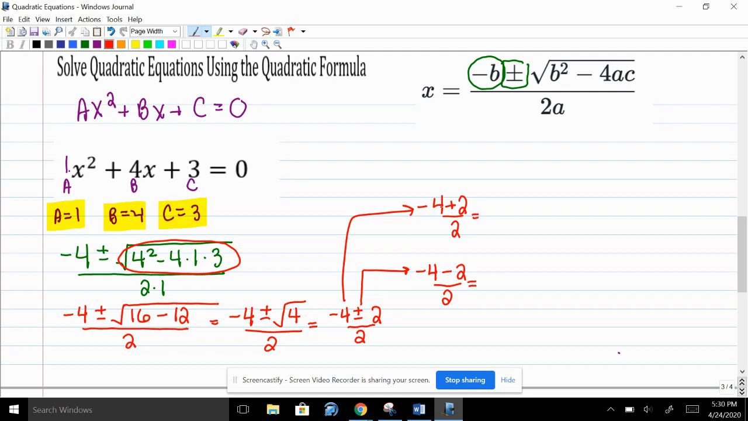On the top, I've got negative 4 plus 2, which is negative 2, on top of 2, that's going to give me a negative 1. There's one of my answers, nice and neat. Down here, negative 4 minus 2 is negative 6, and negative 6 divided by 2 is negative 3. So that's my second answer. My answers here are negative 1 and negative 3. Two nice, neat numbers.